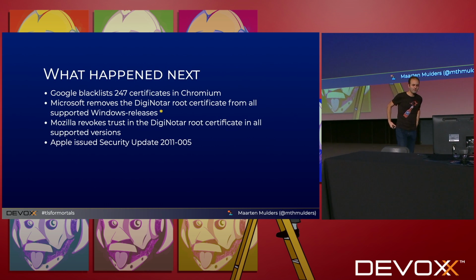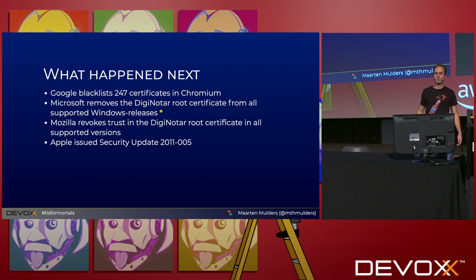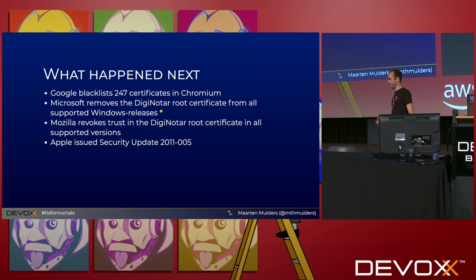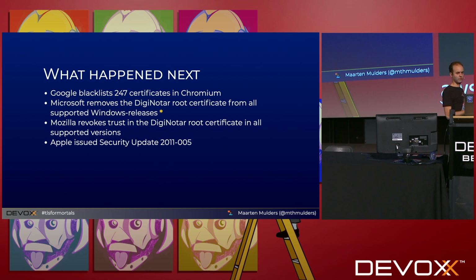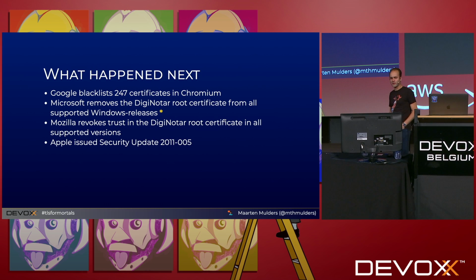In the days after that, all hell broke loose, of course. Google blacklisted around 200 plus certificates in Chromium because they were issued by this DigiNotar company. Microsoft removed the DigiNotar root certificate from all versions of Windows that they had in support by then. Mozilla revoked the root certificate in all versions of Firefox. And Apple issued a security update to actually revoke the certificate as well.